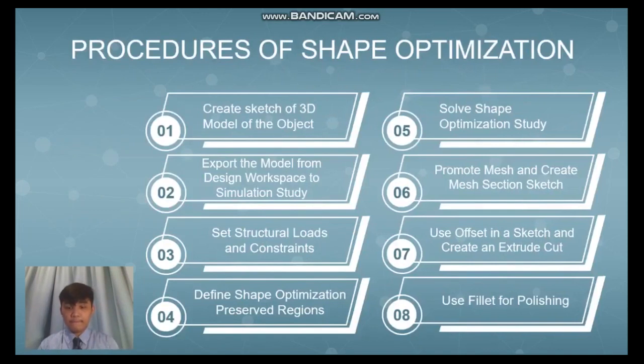So here, for the first half of the simulation process, shape optimization shall be done. This simulation study will help the researchers determine critical load paths in the design and to make more informed design decisions on the material removal. So first, we have the first step is to create a sketch of the 3D model of the object, export the model from design workspace to simulation study workspace, set structural loads and constraints. These constraints are the ones discussed previously.